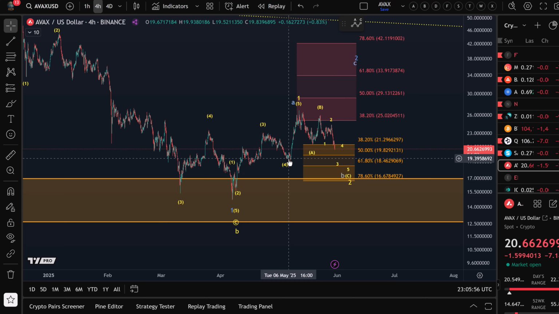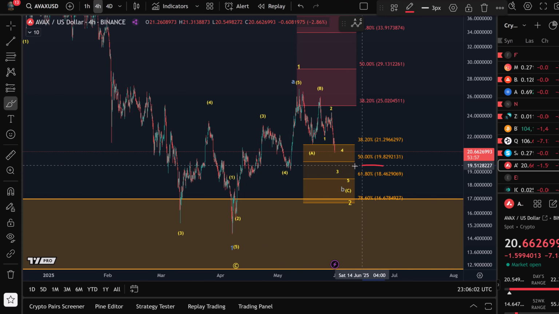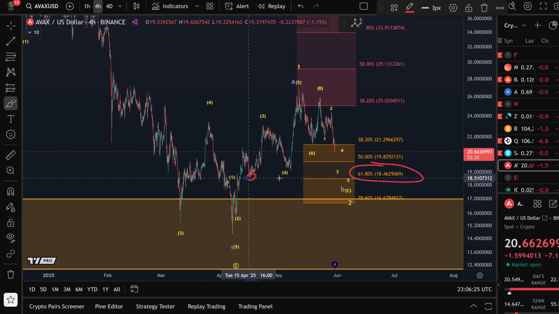Doesn't have to be exact in that area, but we could argue that there's likely going to be some support in that region because, first of all, we have a very important Fibonacci level at $18.46. That's the 61.8 Fibonacci retracement, one of the most important ones in our Fibonacci ladder here. In addition to that, pretty much exactly where that is, we also have the swing low from the 16th of April. And also just above at around $19, this wave 4 low. So there's a bit of a cluster of support located in that area.